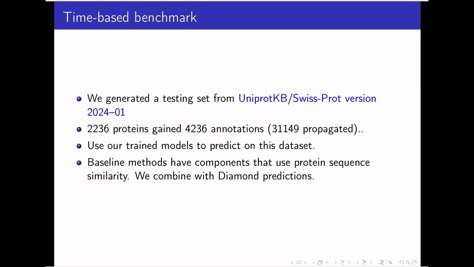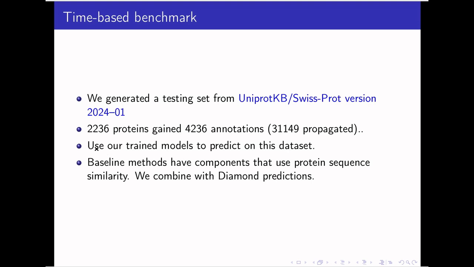And then, for our time-based benchmark, as I said before, we generated a testing set using the first version of UniProt SwissProt in 2024. We took the proteins that had new annotations. For example, other methods would consider these new annotations as negatives, but with our framework we don't consider them as negatives, and we allow for some uncertainty because they can be potentially positive. There are more than 4,000 new annotations, but once propagated they are more like 31,000.